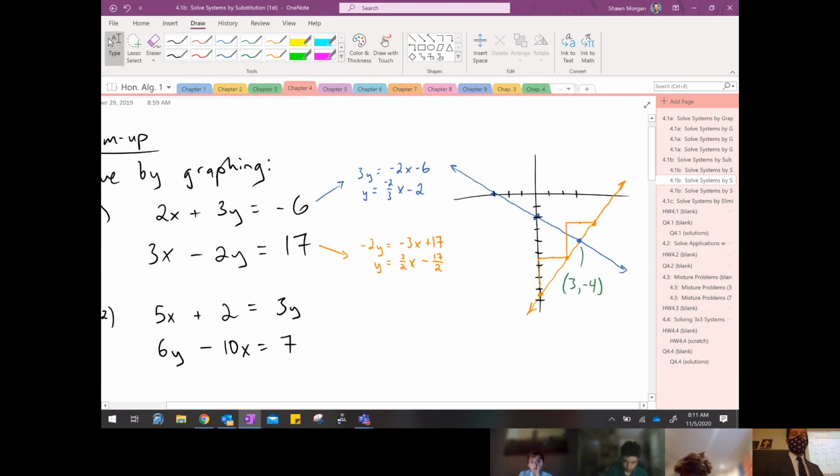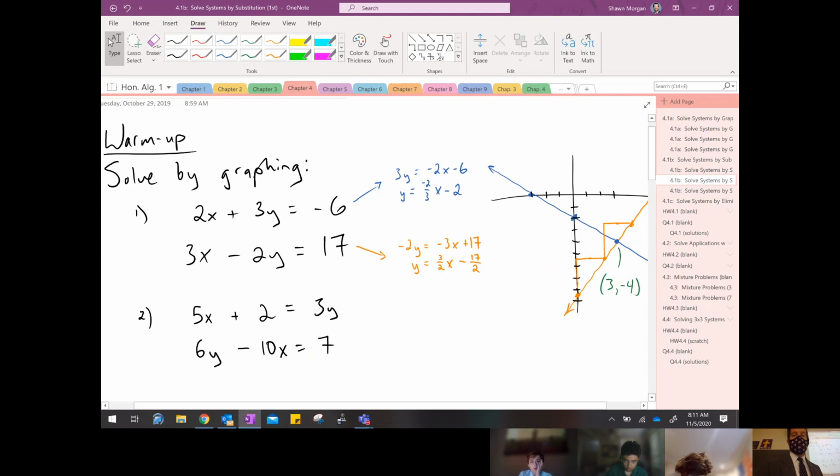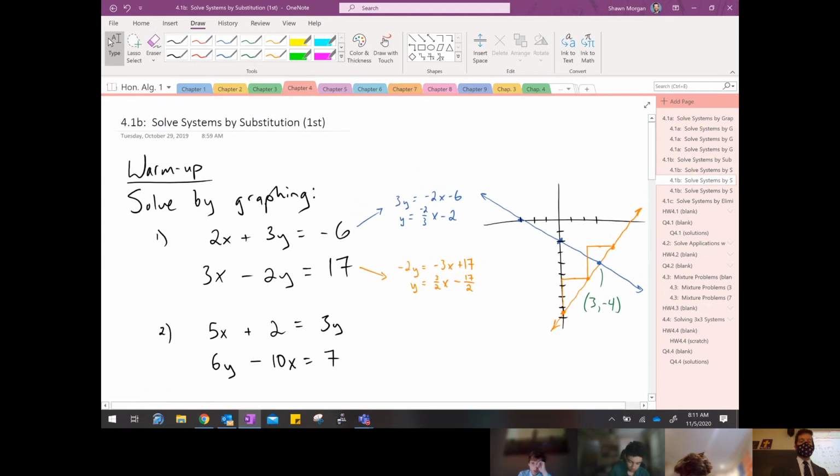Santiago, tell me how to verify. We plug in 3 and -4 for the x and y. So 2 times 3 is 6. 6 minus 12, that checks out. And then 3 times 3 is 9. -4 times -2 is what? 8. 9 and 8 make 17. It checks out and we look good.